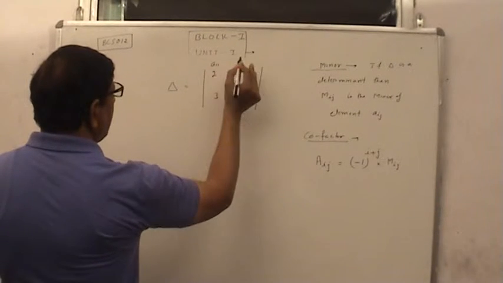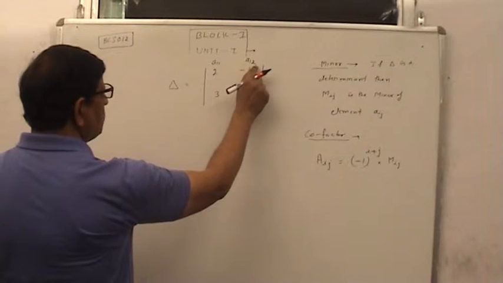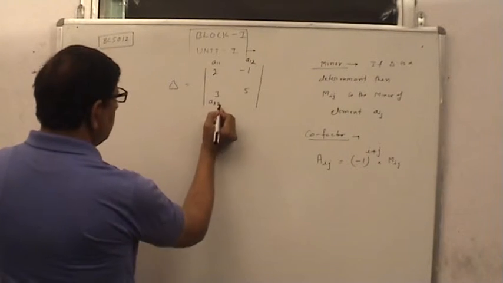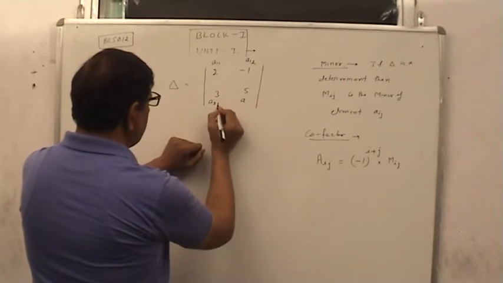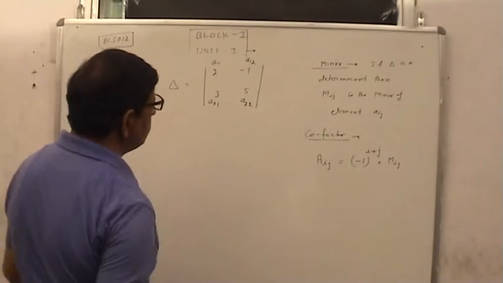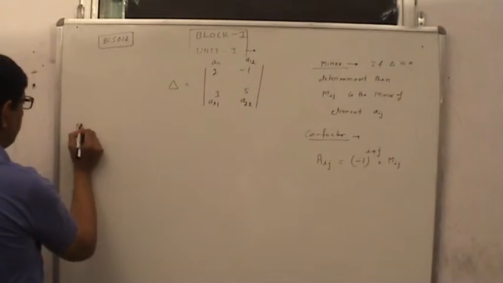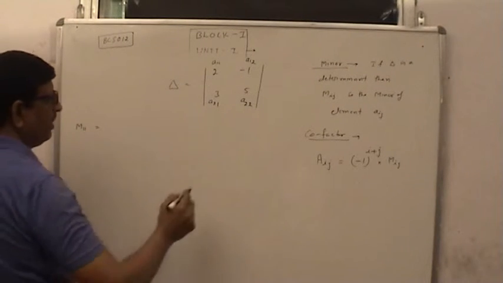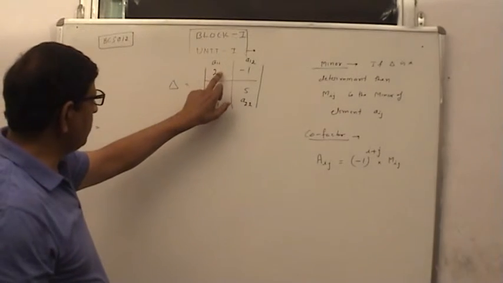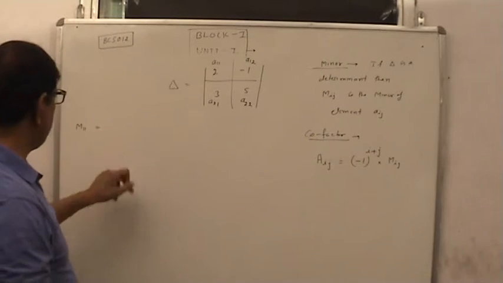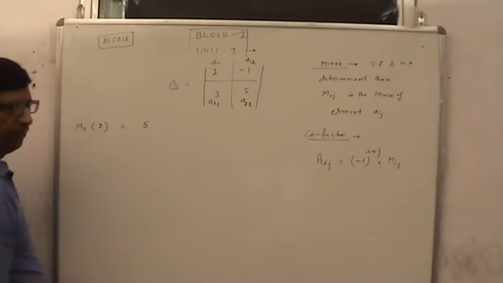Mark them. It is A11, A12: first row, first column; first row, second column. A22 is the member of second row, second column. A21 represents second row, first column. First of all, we see the minor of A11. We write M11. In this way, divide the determinant. The minor of 2 is 5. For M11, the element is 2 and it has the minor 5.